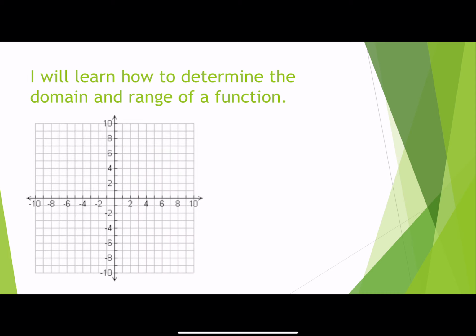I will learn how to determine the domain and range of a function. What's the domain? Well, it's my x values: 3, 2, 4, and 6. Oh, I got another one, minus 5 as well. I said minus 3, right? So let's mark that. Domain equals the set of values minus 5, minus 3, 2, 4, and 6.